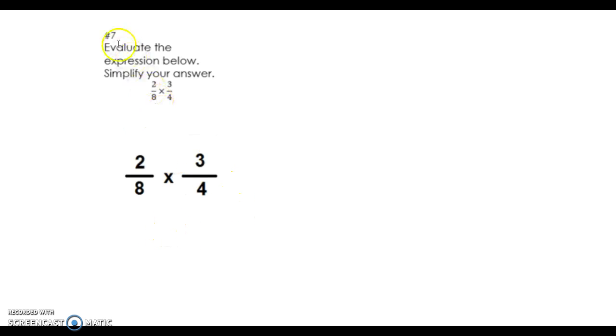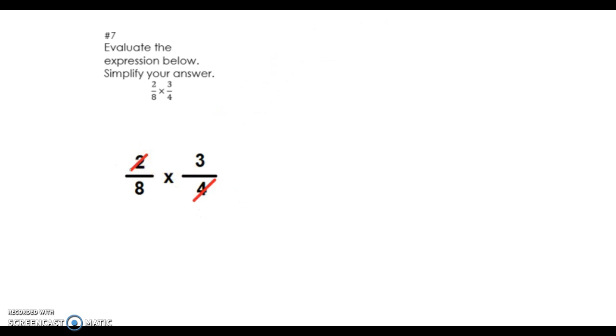Our next question is evaluate the expression below, simplify your answer. So we have 2/8 times 3/4. Well, this is just multiplying fractions, so you can just go straight across, right? We can go this way, and then these guys multiply each other. But what you might want to do before you do that is simplify. So are there any common factors on these? So 2 and 4. Well, you could divide 4 by 2 evenly, right? So that's 1. So let's cross these off.